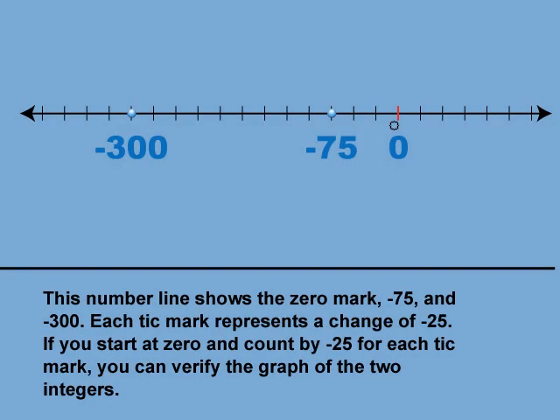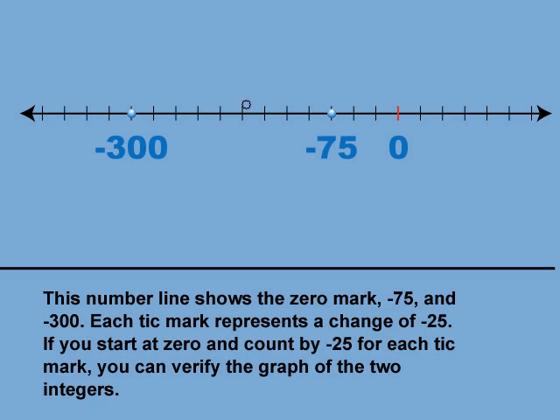This number line shows the 0 mark, -75, and -300. Each tick mark represents a change of -25. If you start at 0 and count by -25 for each tick mark, you can verify the graph of the two integers. The distance between the 2 points is the distance the submersible has traveled. This distance is also known as the absolute value.